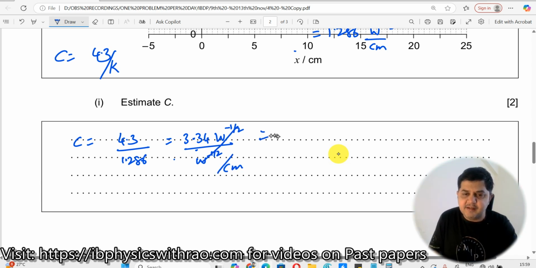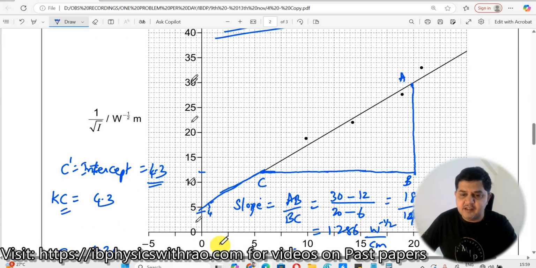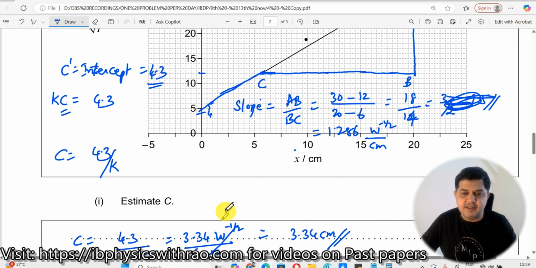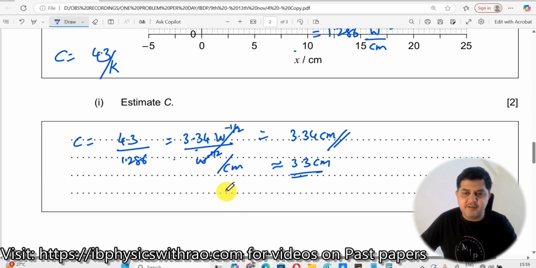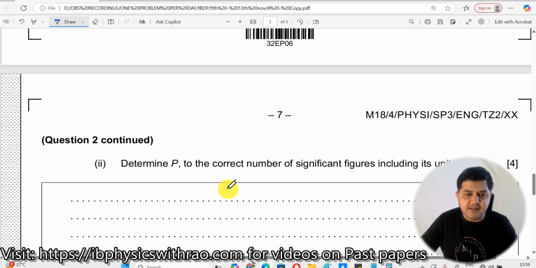So this goes away. So I get this as 3.34 centimeter. Okay, so nearly 3.3 centimeter. Why did I do it for 2 digits? The reason is, look at this here. All these are 2 digits, and there are also 2 digits over here. So I put the significant figures to be around 3.3 centimeters. Okay, we have got the value of C.